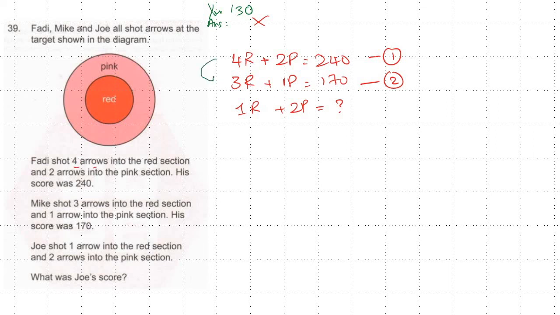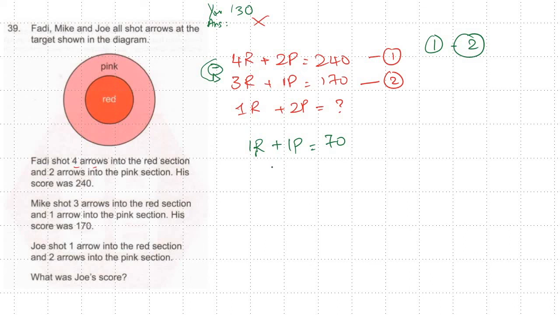I do this. I use this equation minus this. That means use equation 1 minus equation 2. And this is how I'm going to do it. 4R minus 3R is 1R. Add 2P minus 1P is 1P. Then 240 minus 170 is actually 70. Okay, in cases like that, you can see I have 1 and 1. It's very good to have 1 and 1.